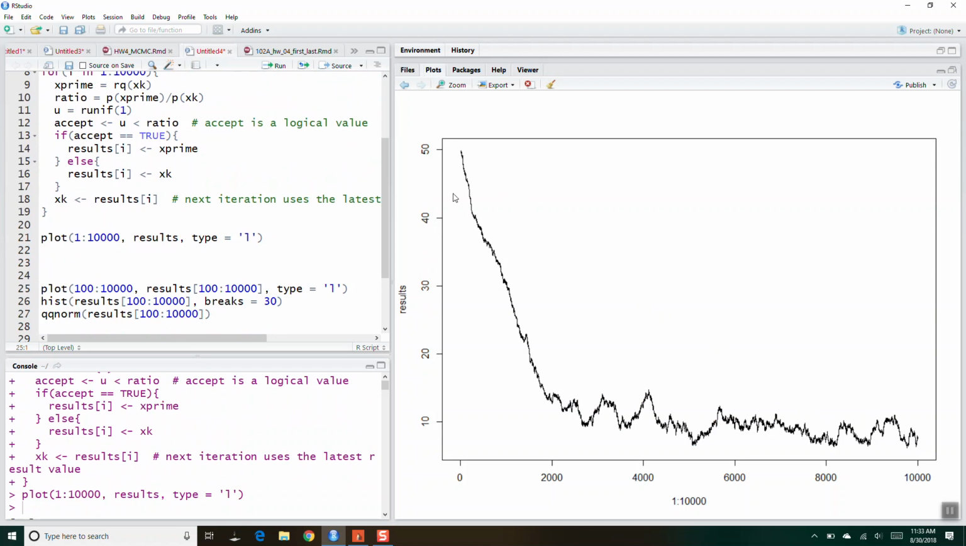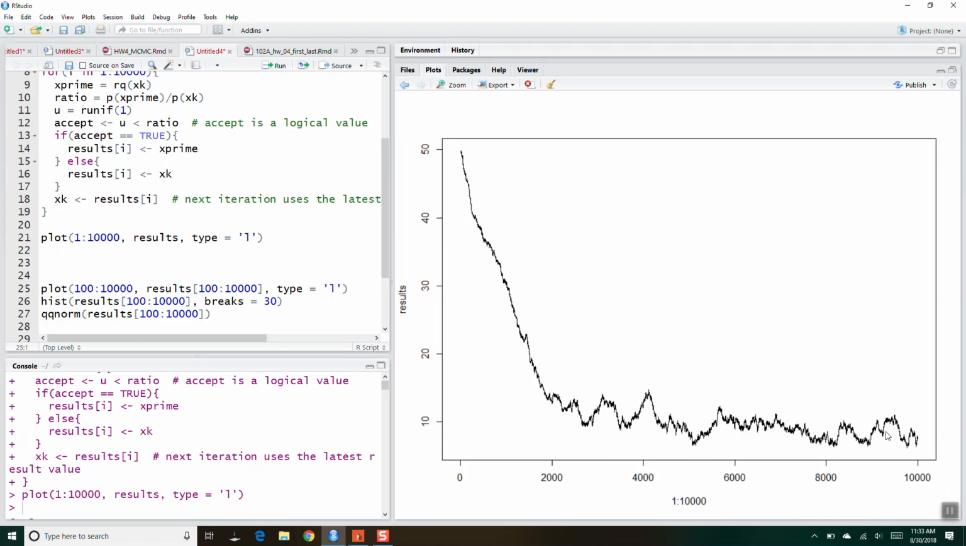Okay, so it takes a long time, and then it gets to around 10, and then it wiggles up and down, and it looks like this. Okay, what's going on there? Here it's kind of the opposite problem.